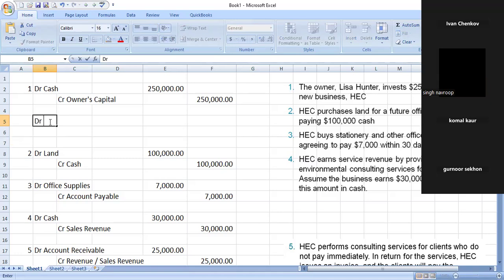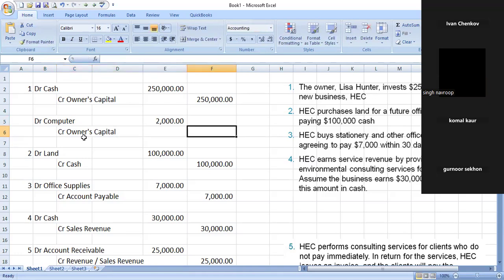What does the business get? Debit. Computer or equipment, yes, for $2,000. Now credit. Which account are we going to credit? Owner's capital. $2,000. Why not cash? Can I credit cash? No. Why not?